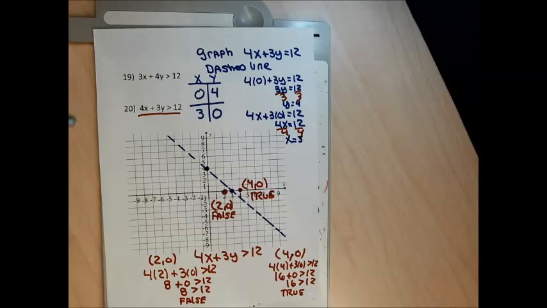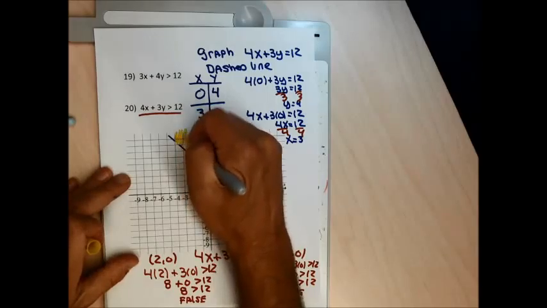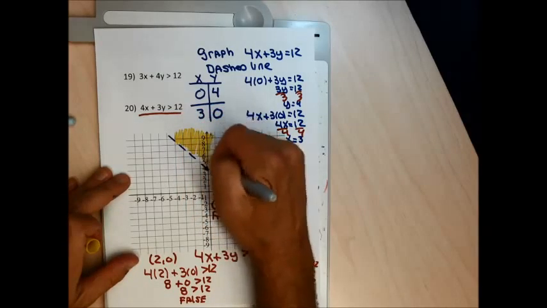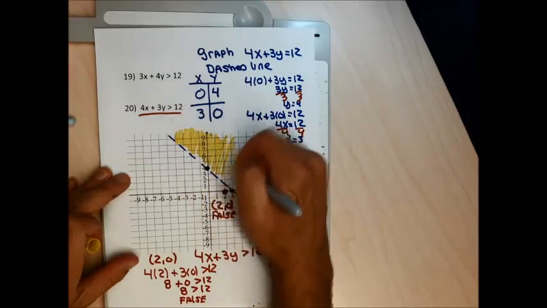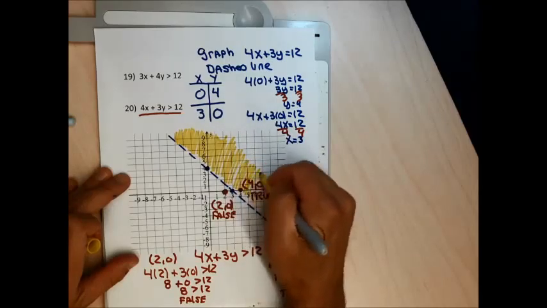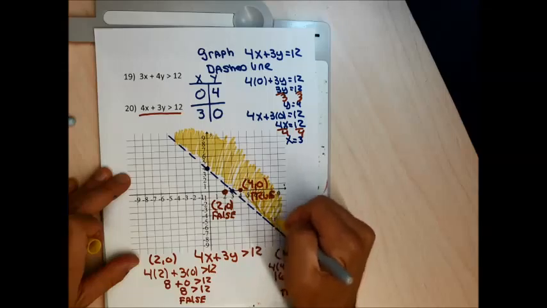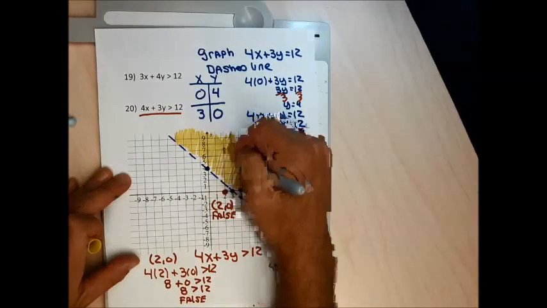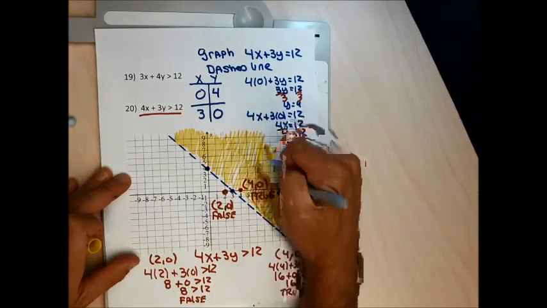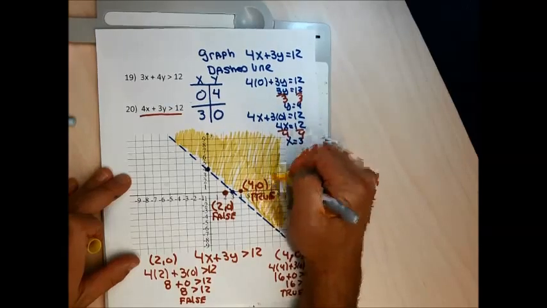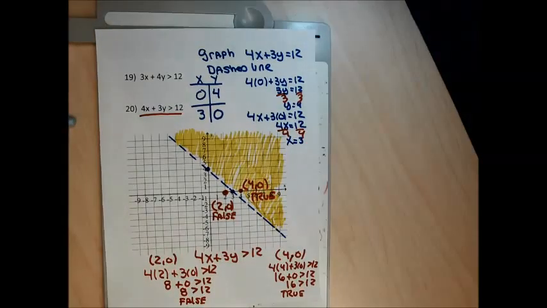Now I'm ready to shade. I always shade the side of the line where the true point is. So the side of the line I'm going to shade is the true side of the line. And so I'm going to shade everything on my graph right up to the line and over the line and above the line. So you should be able to do the same for 19.